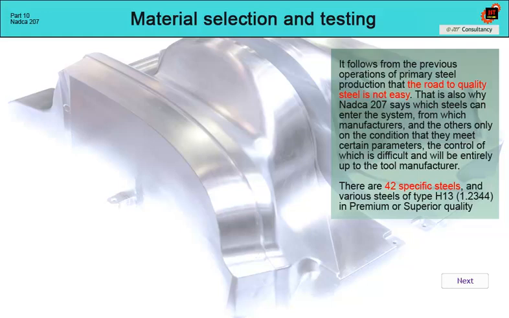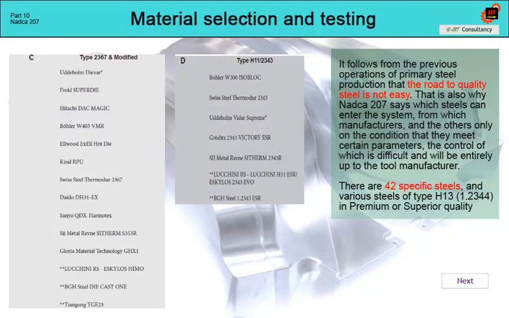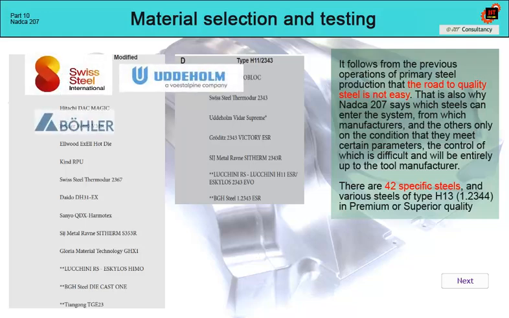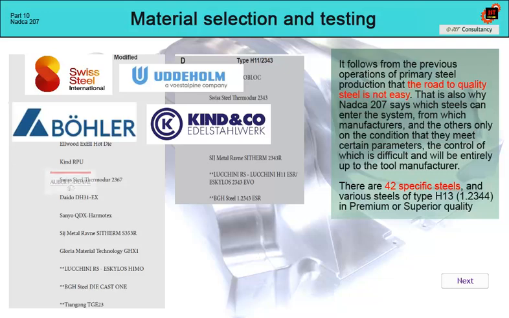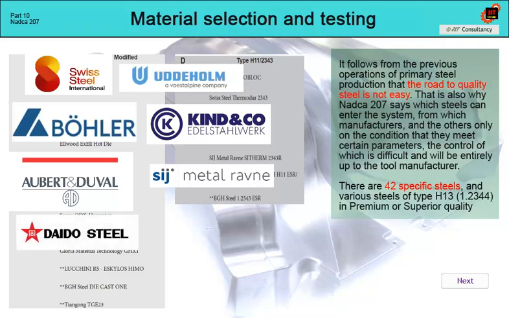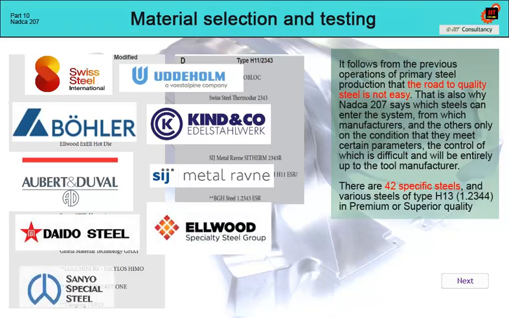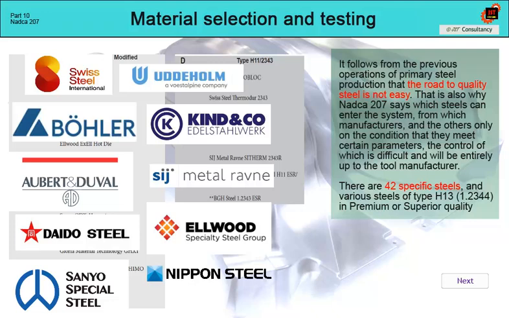NADCA 207, version 2025, now registers approximately 42 steels from various manufacturers according to the table, and various steels of type H13 in premium or superior quality. Approved suppliers are Swiss Steel International, Uddeholm, Böhler, Kind & Co, Aubert & Duval, SIJ, Metal Ravne, Daido, Ellwood, Sanyo, or Nippon. Only these steels may enter the dies manufacturing system according to this specification, and in accordance with CQI-27.